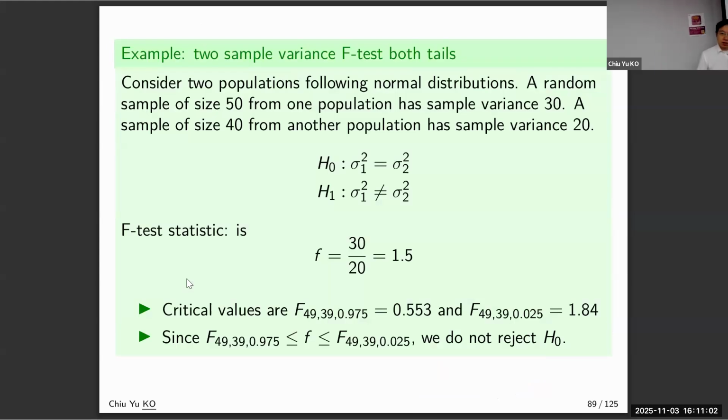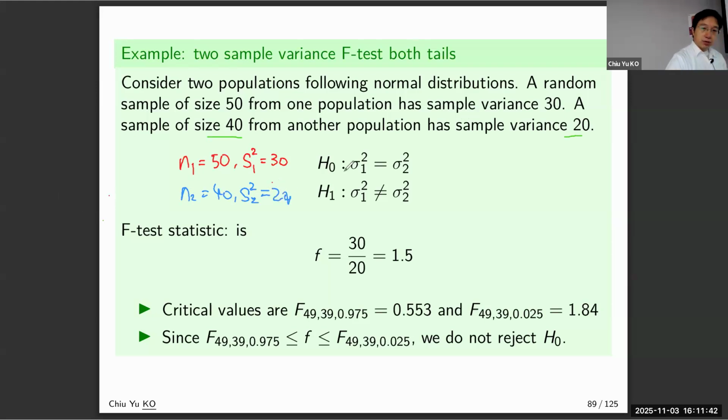So we have two bell curves. The first bell curve has variance 30 and sample size 50, and the other has sample size 40, variance 20. So the question gives you N1 is 50, S1 square is 30. And the other one, N2 is 40, and S2 square is 20.